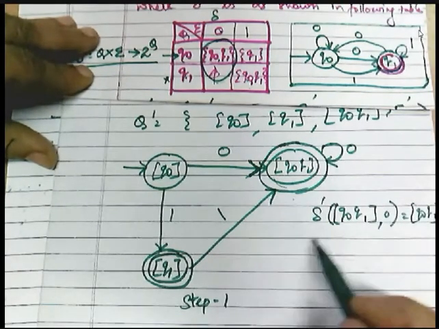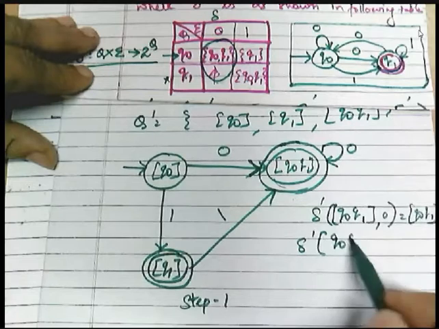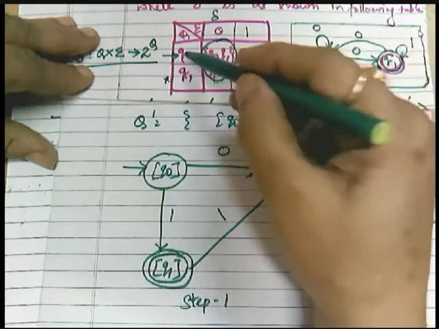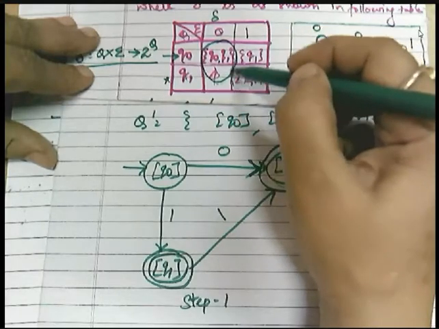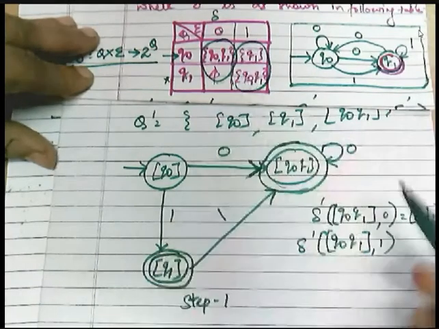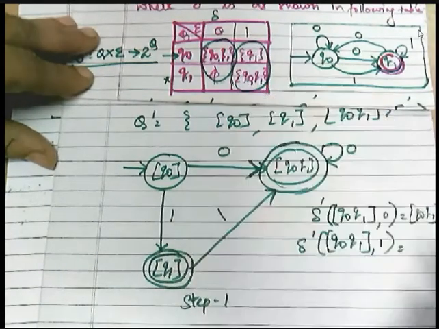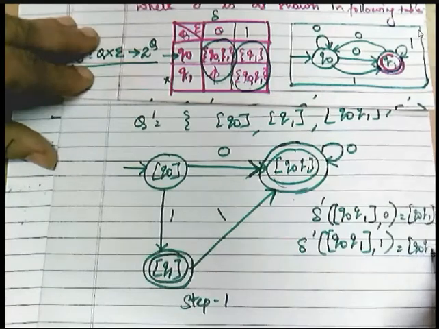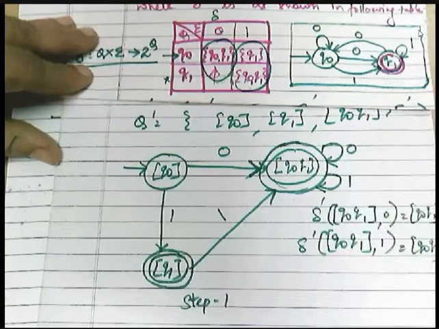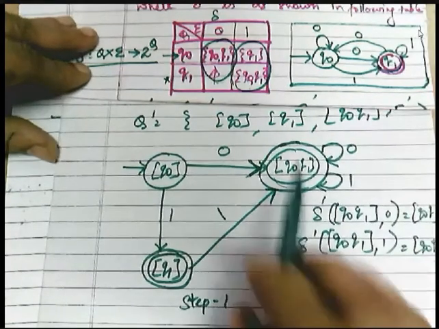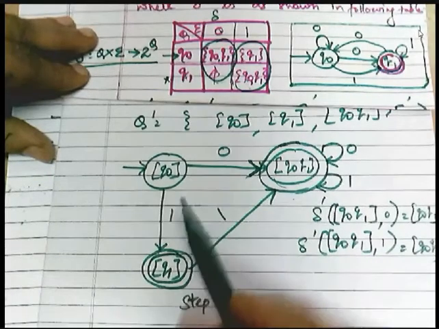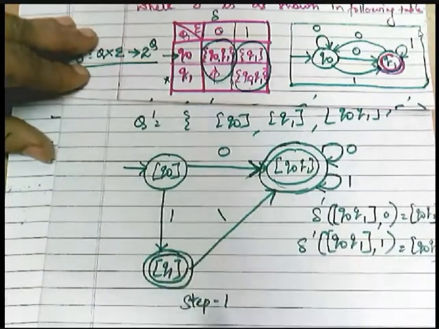Similarly, delta dash of Q0, Q1 comma 1. Q0, Q1 on 1 will be the union of these two. Its union will be what? See here, it is again Q0, Q1. Right? So again I will draw the transition from Q0, Q1 to itself.